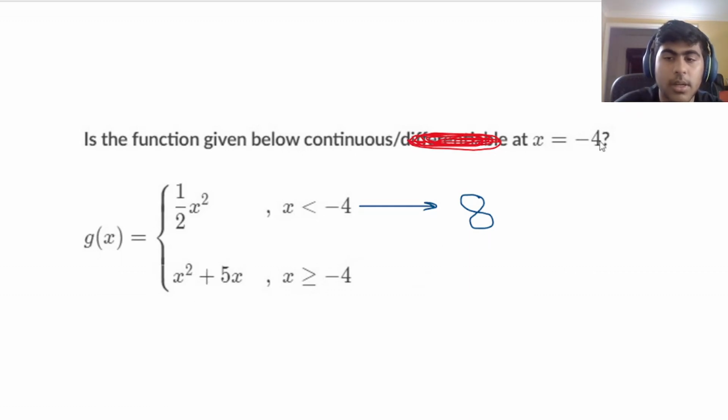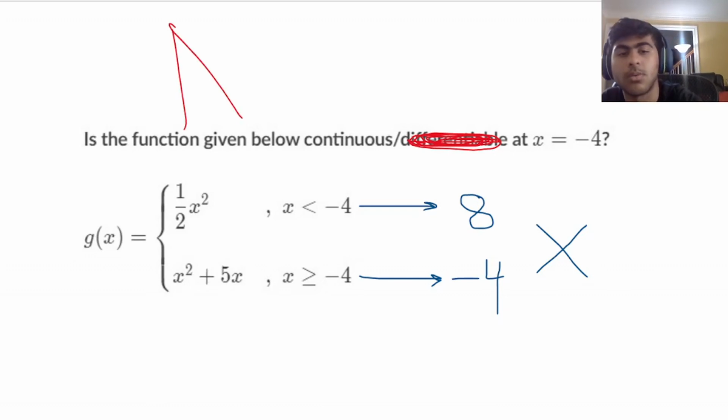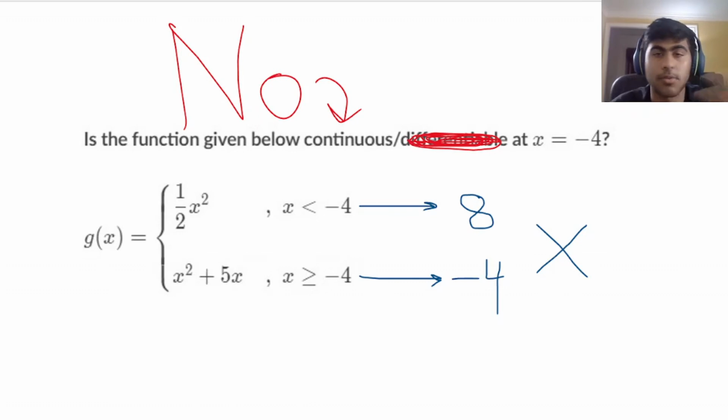And then x squared is going to be 16. And then 5 times x is going to be 5 times negative 4, which is negative 20. 16 plus negative 20 is going to equal negative 4. And I think you know that these two numbers are not equal to each other. They're not equal, and therefore we are not continuous. The answer is no, we're not continuous at all. Not continuous. So, of course, we're not going to be differentiable, right?